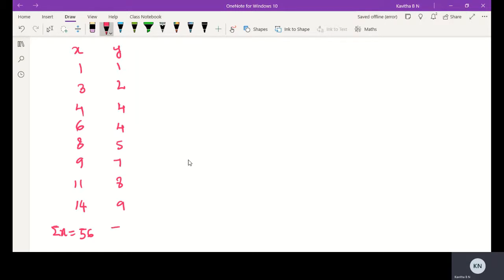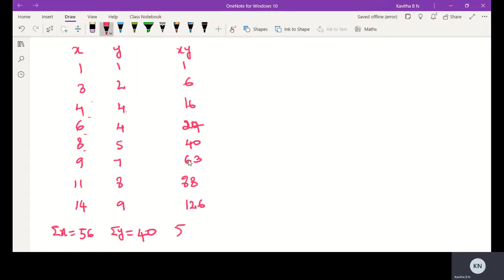Similarly, find summation of y: 1 plus 2 plus 4 plus 4 plus 5 plus 7 plus 8 plus 9 is 40. Summation of y is equal to 40. Then find xy. 1 into 1 is 1. 3 into 2 is 6. 4 into 4 is 16. 6 into 4 is 24. 8 fives are 40. 9 sevens are 63. 11 eights are 88. 14 nines are 126.